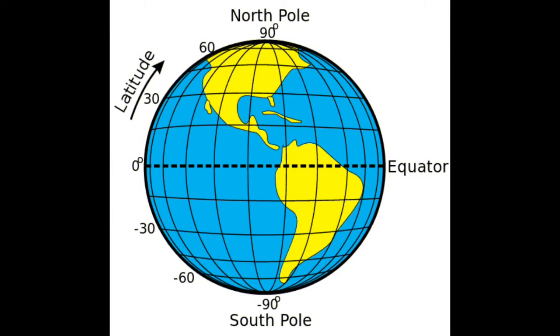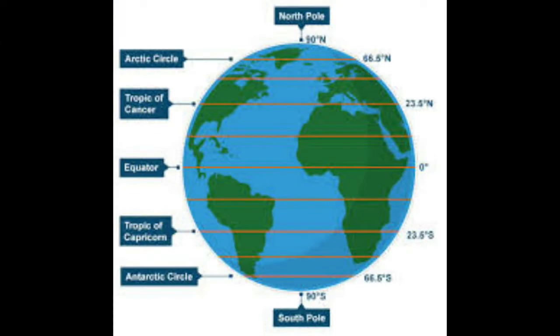Latitudes. All parallel circles from the equator up to the poles are called parallels of latitudes. The distance from the equator to either of the poles is 1/4 of the circle round the earth. 90-degree north latitude marks the North Pole. 90-degree south latitude marks the South Pole.